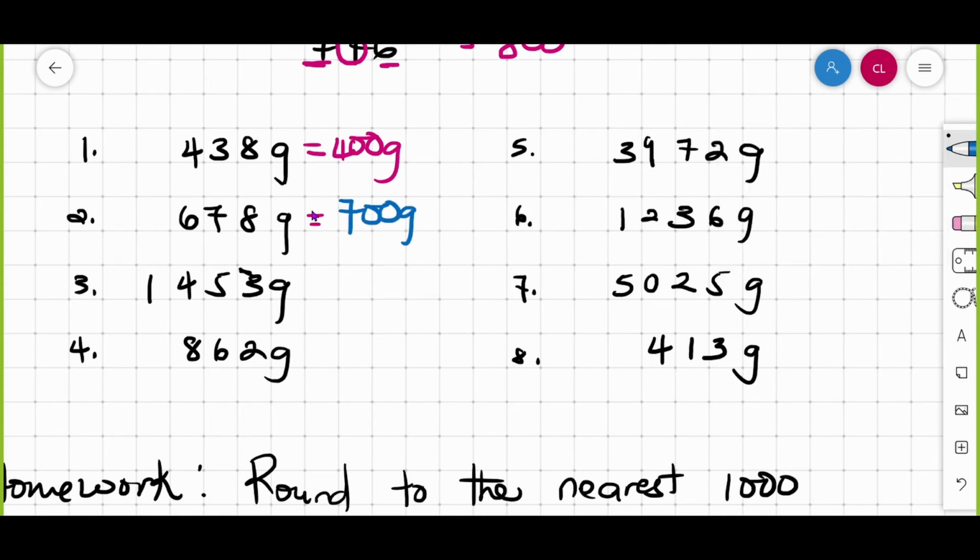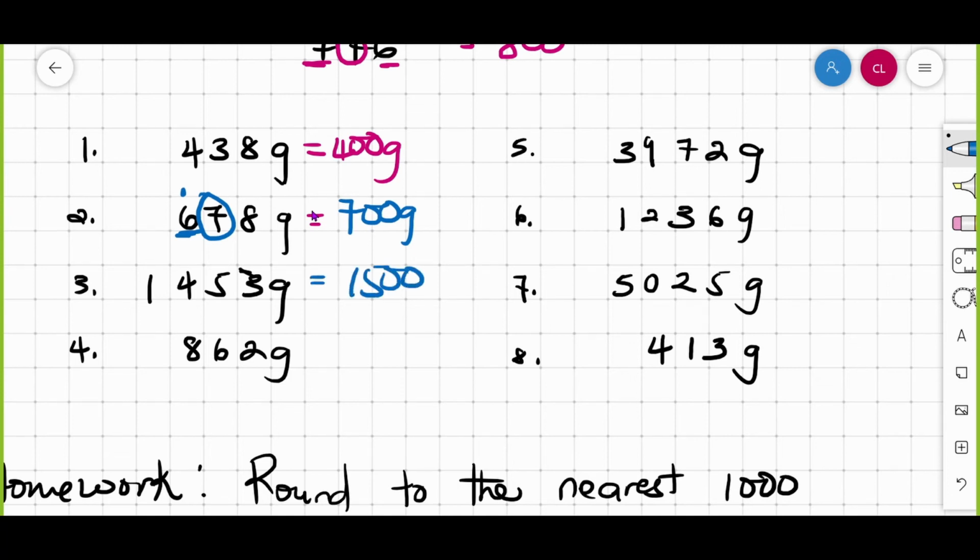Let's go with this now. I'm rounding to hundreds. I look at the 7. The 7 is in the rounding up group. I add 1 to the digit I'm rounding. And I put 0 for the rest. All right, so this now, 1,453 grams will become 1,500.